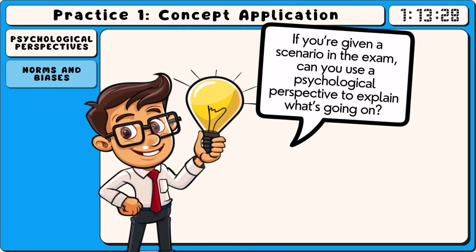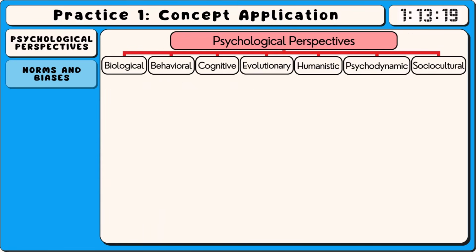The key question being asked in this lesson is this: if you're given a scenario in the exam, can you use a psychological perspective to explain what's going on? Okay, so let's go through the psychological perspectives and apply them to scenarios. The 7 psychological perspectives you may come across in the exam are the biological perspective, the behavioral perspective, the cognitive perspective, the evolutionary perspective, the humanistic perspective, the psychodynamic perspective, and the sociocultural perspective.